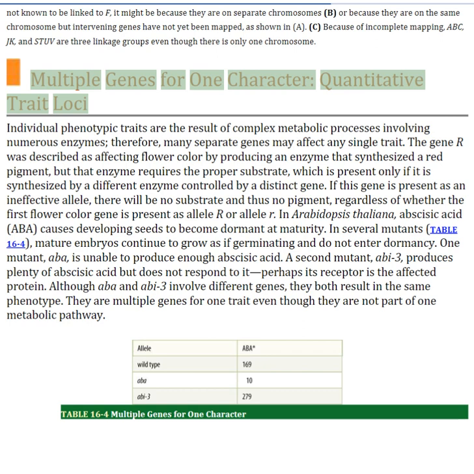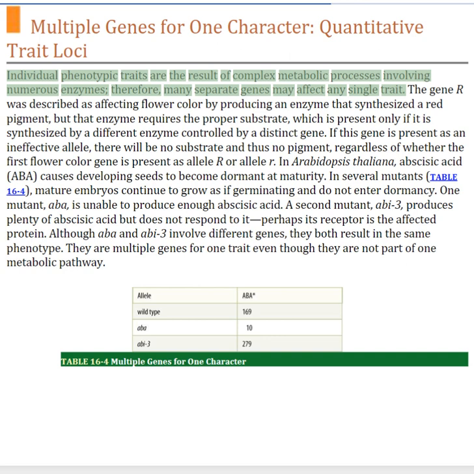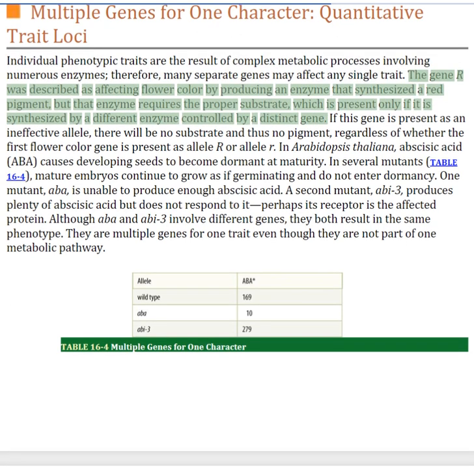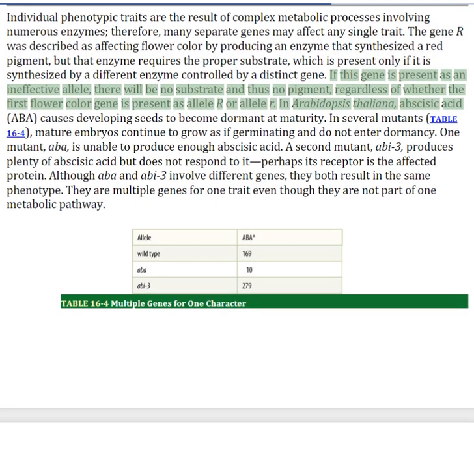Multiple genes for one character, quantitative trait loci. Individual phenotypic traits are the result of complex metabolic processes involving numerous enzymes; therefore, many separate genes may affect any single trait. The gene R was described as affecting flower color by producing an enzyme that synthesized a red pigment, but that enzyme requires the proper substrate, which is present only if it is synthesized by a different enzyme controlled by a distinct gene. If this gene is present as an ineffective allele, there will be no substrate and thus no pigment, regardless of whether the first flower color gene is present as allele R or allele r.